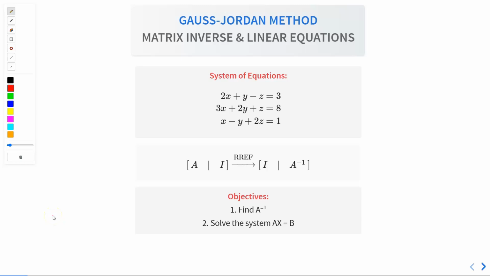Today I am going to talk about the Gauss-Jordan method. Using the Gauss-Jordan method, first I will find the matrix inverse and then I will solve a system of linear equations. So here is the system of equations.